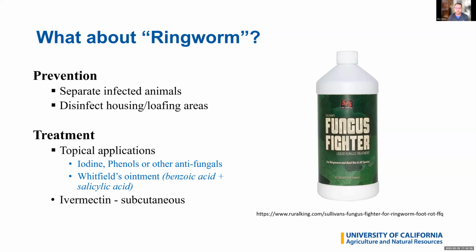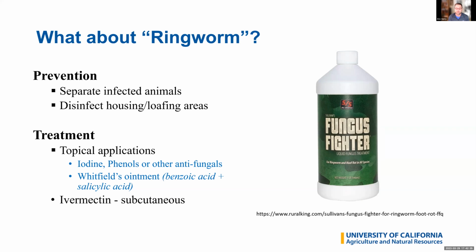Treatment of individual animals that are infected with ringworm. There are topical applications that can be purchased. One of these, for example, is pictured over on the right. That's the fungus fighter. There are a number of other materials that can be applied. Generally, these have chemicals like iodine or phenols or some other antifungal material, and you essentially apply this either as a spray or as a rub-on directly to the area where you see evidence of ringworm.